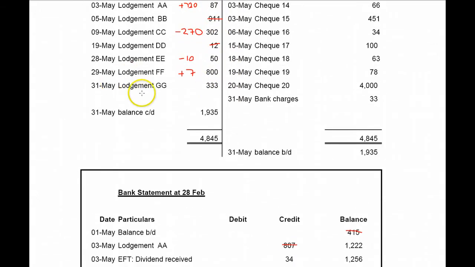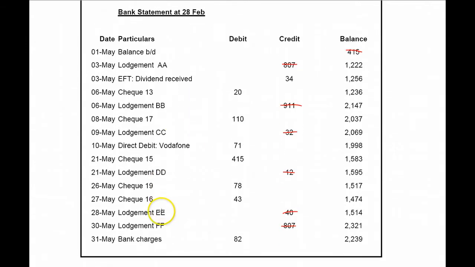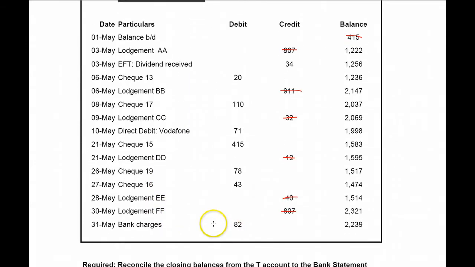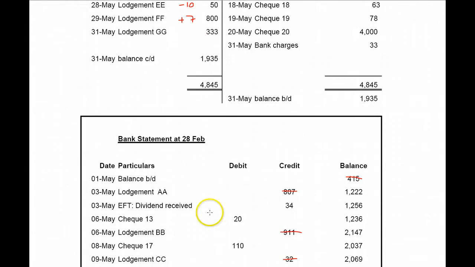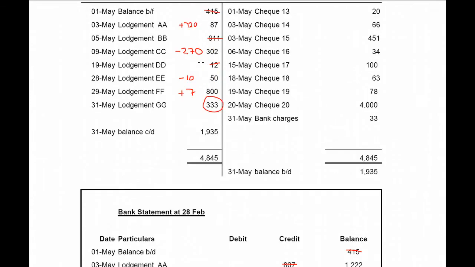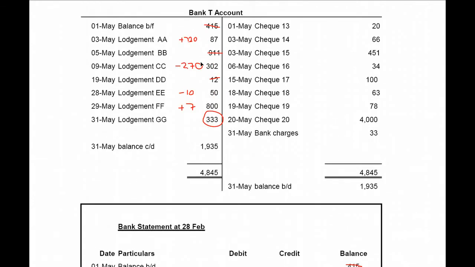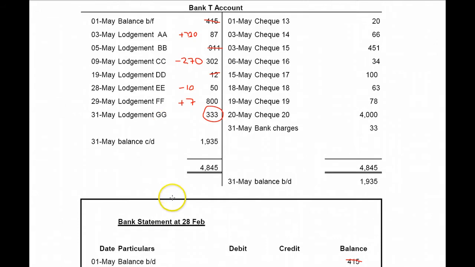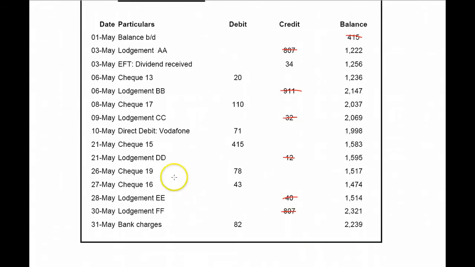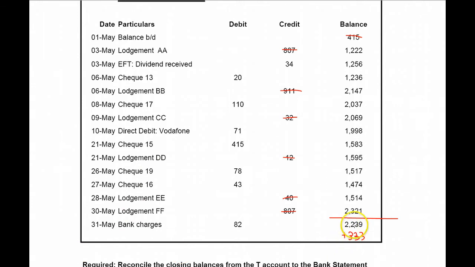Then lodgement GG on the 31st of the month. There's no lodgement GG in the bank statement. So I'm going to put a circle around that and say, hey, this is a lodgement we've recorded, we've made that lodgement at the end of the month, so possibly that's a Friday. We lodged it maybe on Friday evening, but the bank doesn't deal with it until the next day, so that's not going to appear in the bank statement until March's accounts. So that's an example of something that's not yet processed. So I just added it in here, so to adjust the bank statement, we're going to have another €333 coming in, so I'm going to add it to that.